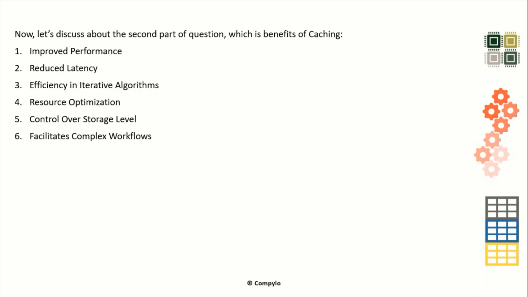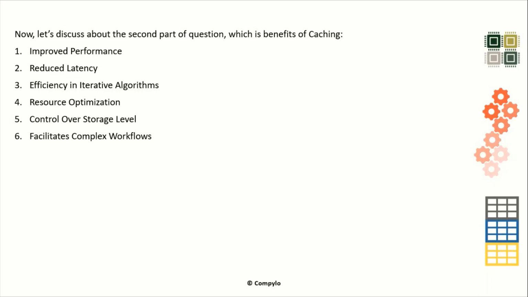Third is efficiency in iterative algorithms. In machine learning and iterative computations, caching helps by keeping intermediate results in memory, avoiding repeated computations. Fourth point is resource optimization. Caching can help balance load on the cluster by reducing disk input-output, which can be a bottleneck in data processing.